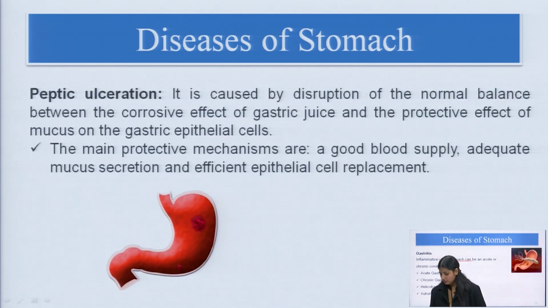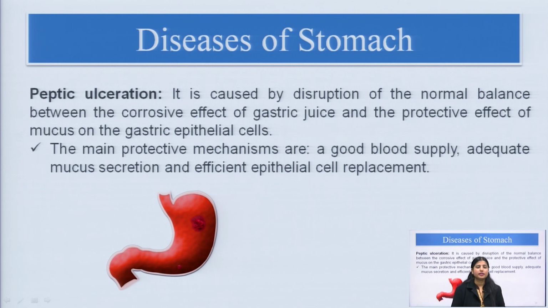Now coming to other diseases like peptic ulceration. It is caused by the disruption of the normal balance between two factors. What are the factors? First is the corrosive effect of gastric juice. What is the corrosive effect of gastric juice? It means HCl, hydrochloric acid, and the protective effect of mucus.